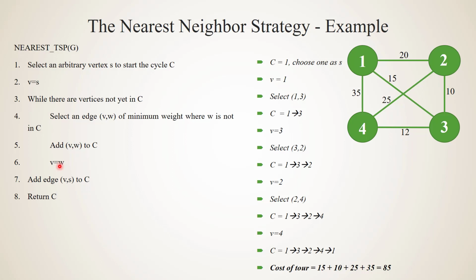V equal to 4. Add edge V, S to C. S is chosen as 1, so I have to add 4, 1 to the cycle. So 1 is also added to the cycle. So I got the cycle 1, 3, 2, 4, 1. From 1 the salesman started his tour and he comes back to 1. The total cost of the tour here is 85. So it is not giving the optimal solution. We already saw the optimal solution for this problem is 72, but it gives a near optimal solution of 85.